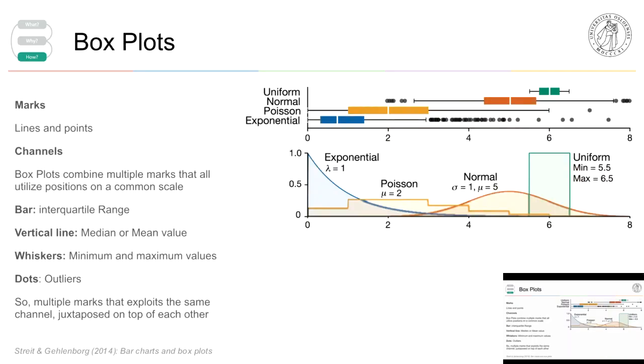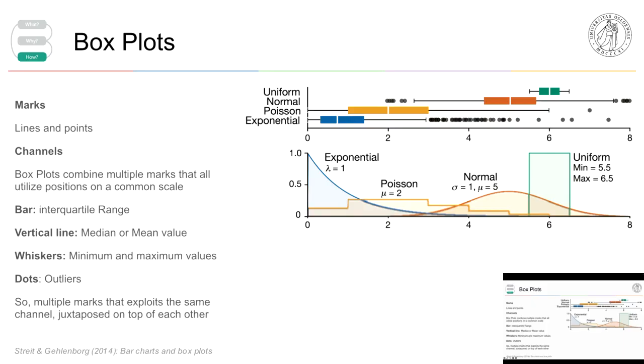Box plots use lines and points as marks, and they combine multiple of these marks, and they all utilize position on a common scale in a very effective way. A box plot is a visualization of a distribution. We have some distributions here, and here we have the box plots that are representing these distributions. Let's take the normal distribution here as an example.